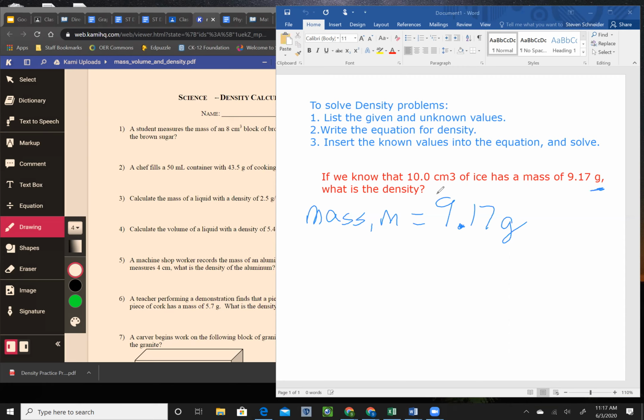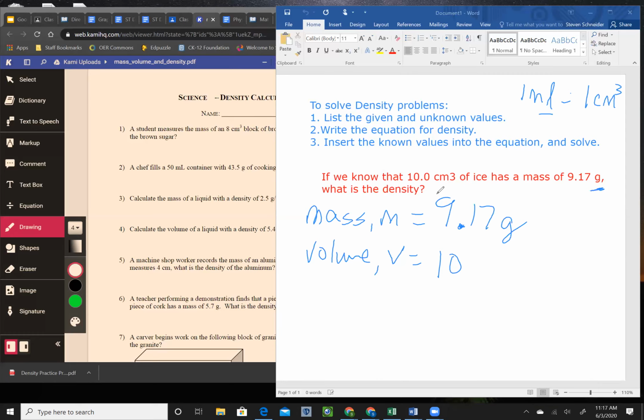We also know the volume, which in this case is V. That's a big V. And the volume, they tell us, is 10 cubic centimeters. If you did not know, I'm going to write it up here in the upper right corner, but 1 ml, that's a milliliter, is equal to 1 cubic centimeter.